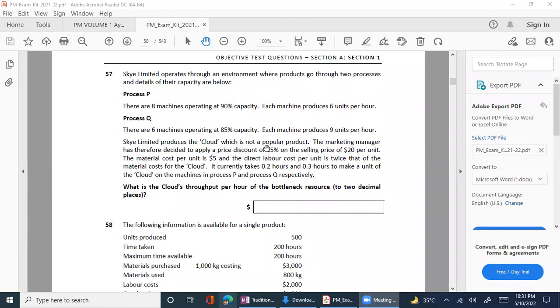Sky Limited produces the cloud, which is not a popular product. The marketing manager has therefore decided to apply a price discount of 15% on the selling price of $20 per unit. The material cost per unit is $5 and the direct labor cost per unit is twice that of material. It currently takes 0.2 hours and 0.3 hours to make a unit of the cloud on the machine in process P and Q respectively. So this is the per unit time. What is the cloud's throughput per hour? So before going to throughput per hour, we need to find the bottleneck.